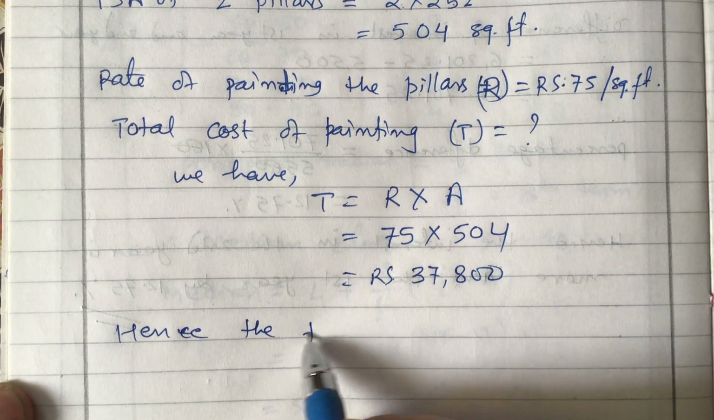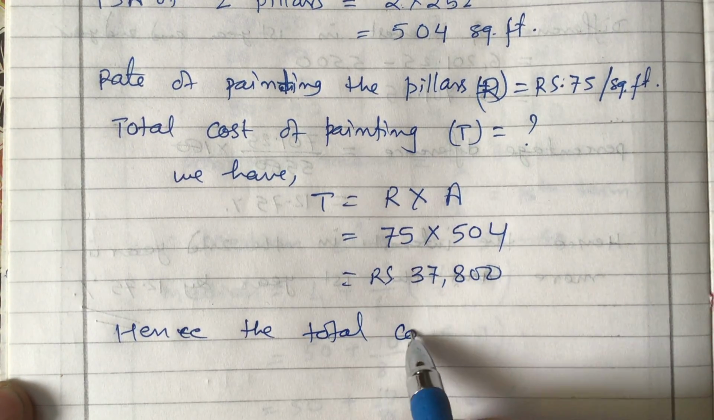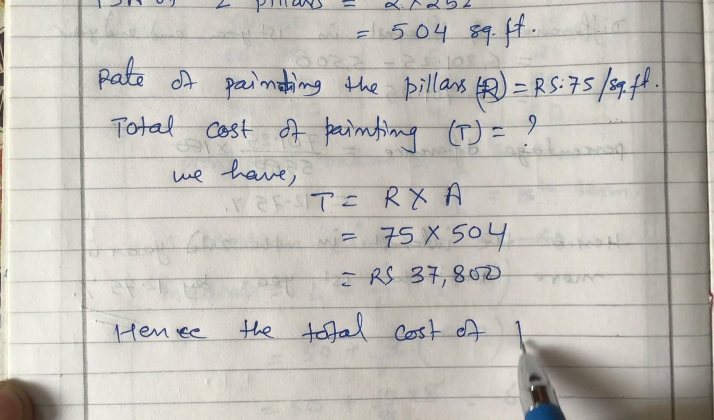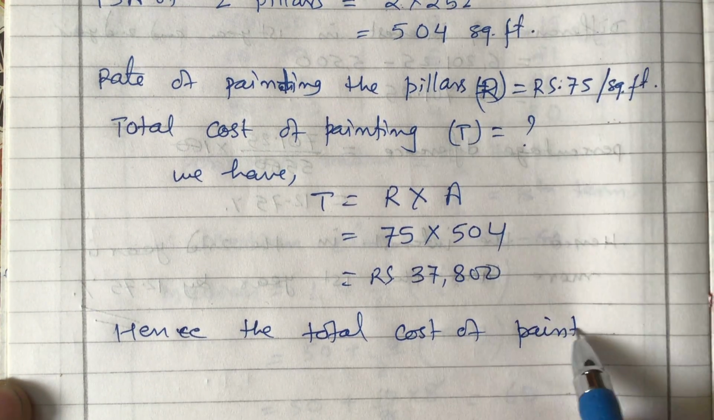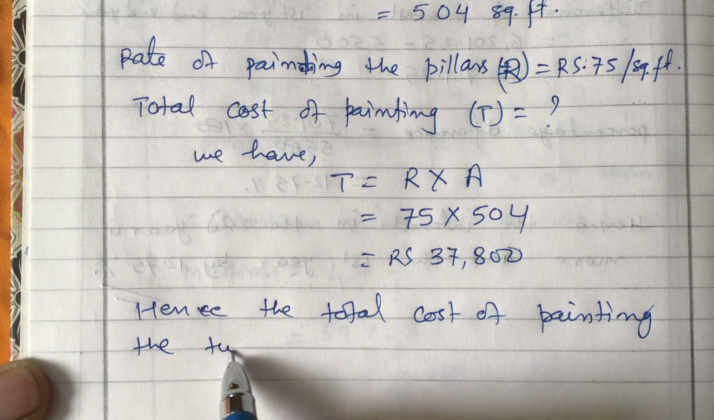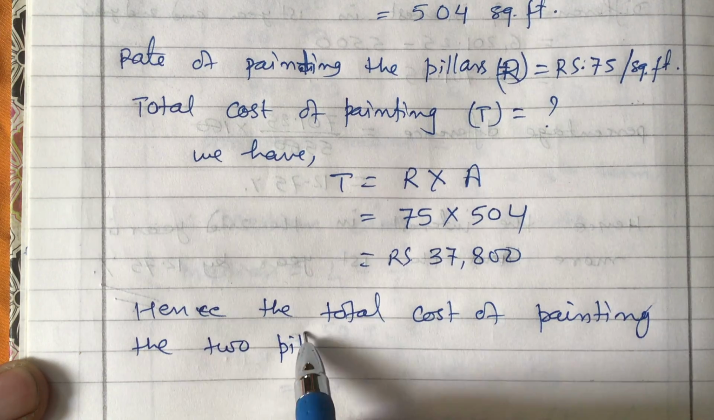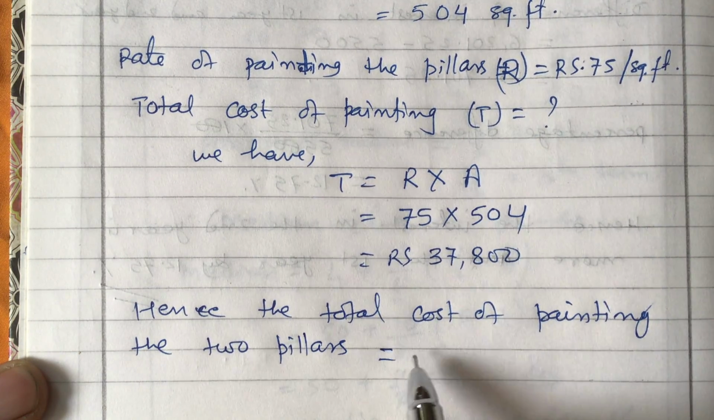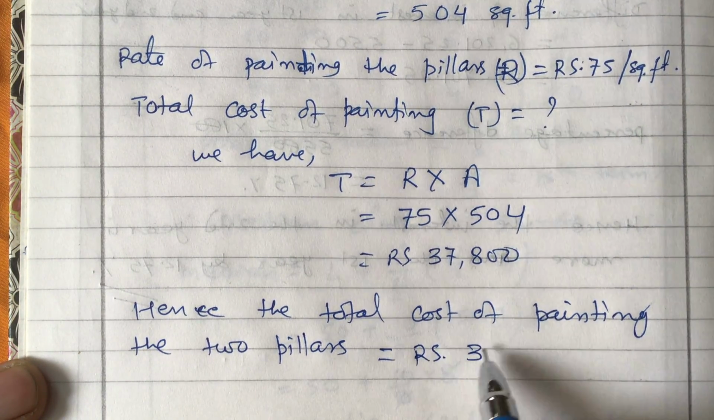Hence the total cost of painting the two pillars is equal to rupees 37,800.